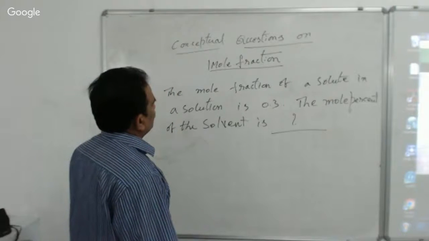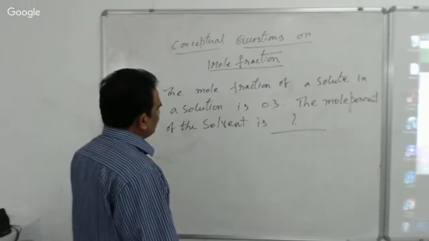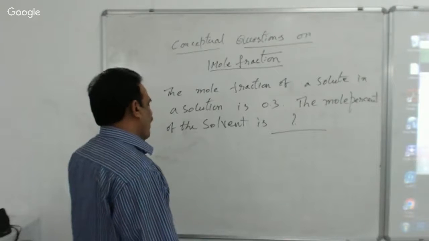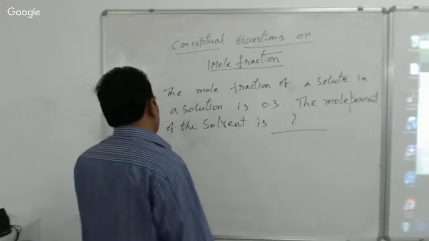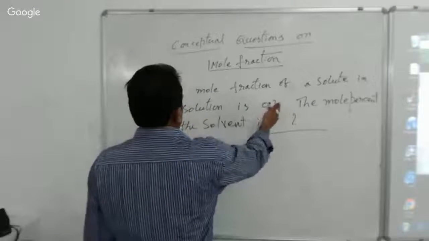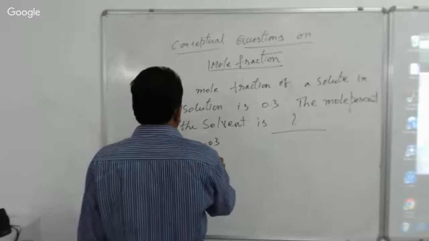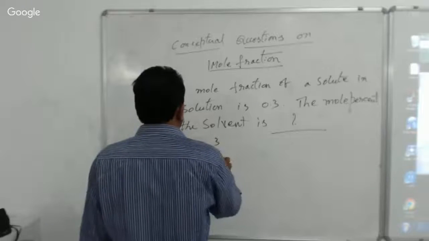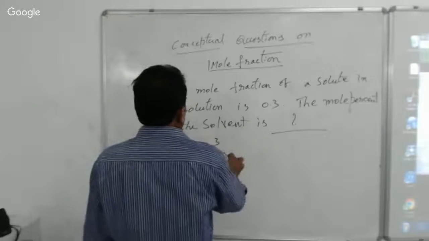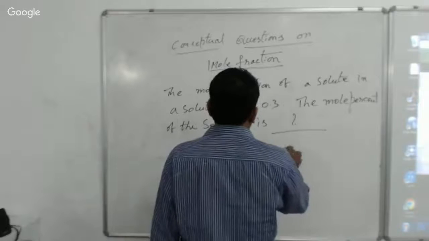0.7, so that percent means 70%, multiplied with 100 is 70. See, the mole fraction of one component is 0.3, so the mole fraction of the other component is 0.7. And mole percentage means 0.7 into 100. 0.7 is nothing but 70%.